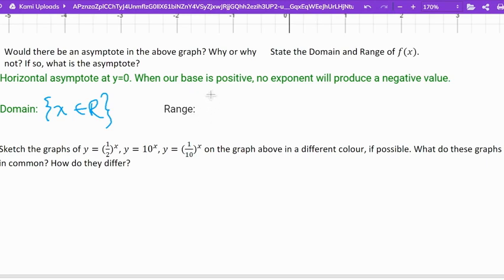How about the range? Yes, y is a set of real numbers, but there is a restriction. What is it? y cannot equal 0. So can y equal -5? No. So give me more. Yeah, as long as y is greater than 0. Okay.